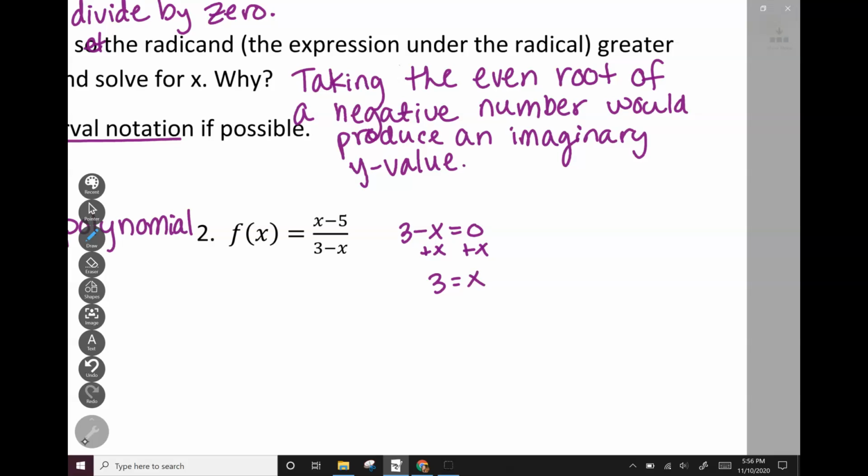So x equals 3 would make the denominator equal 0, right? If I had 3 minus 3, the denominator would be 0, can't divide by 0. Therefore, you need to exclude 3 from the domain.